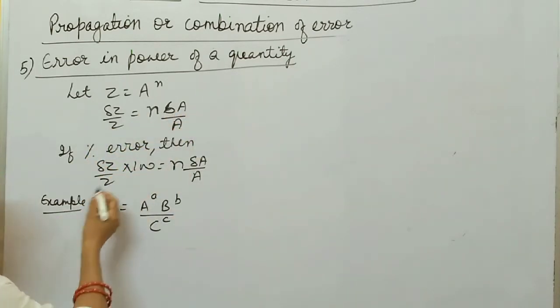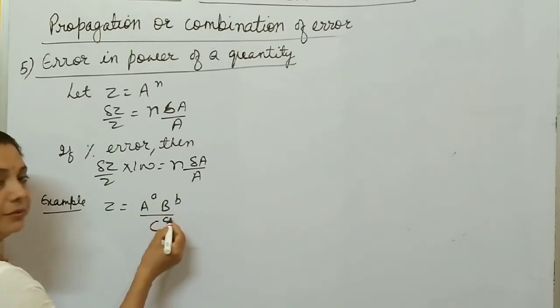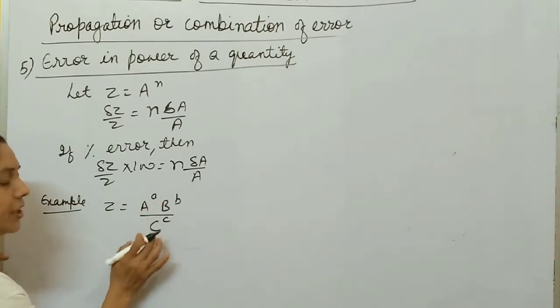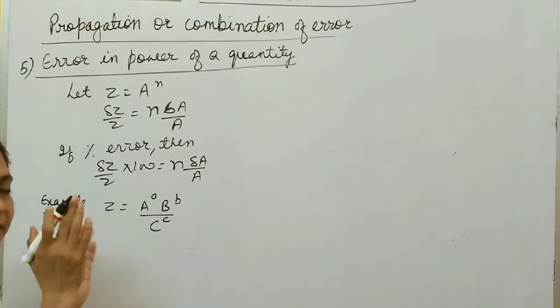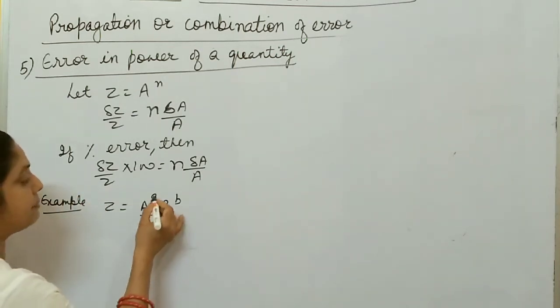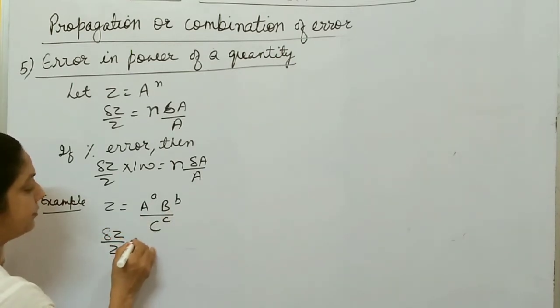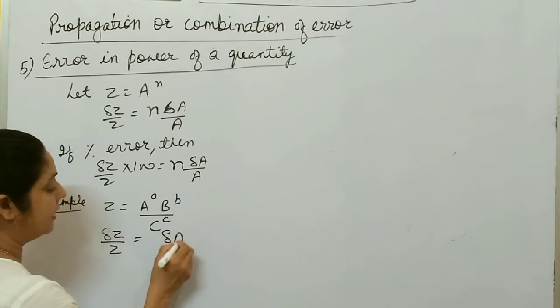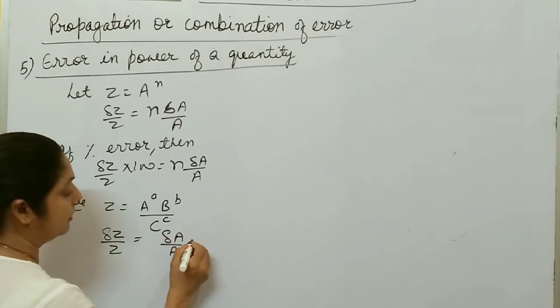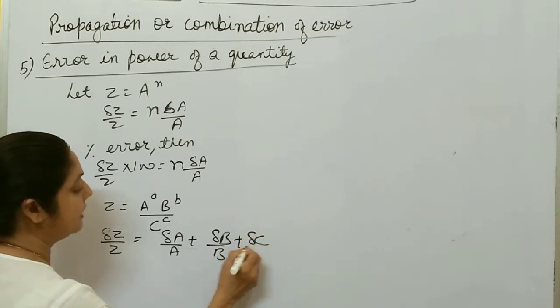For example, z equal to a to the power a, b to the power b, c to the power c. In case of multiplication or division, always relative errors are added, of the individual measurements, just the power is multiplied. So here delta z by z equals a times delta a by a, plus b times delta b by b, plus c times delta c by c.